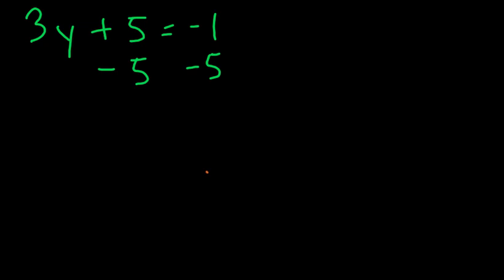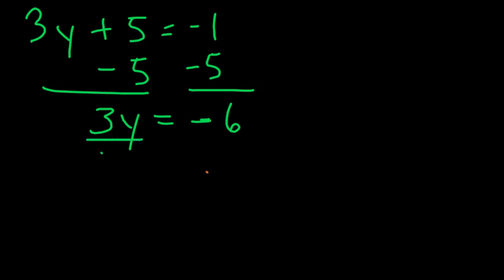So here's our problem that jumped out of that fractiony mess. 3y plus 5 equals -1. So minus 5, minus 5. That leaves 3y, and -1 minus 5 makes -6. Divide by 3. Divide by 3. Y equals -2.